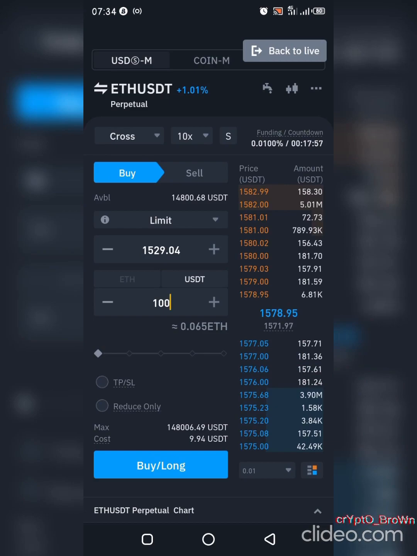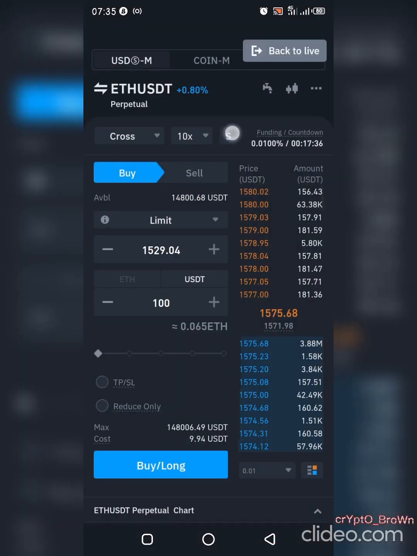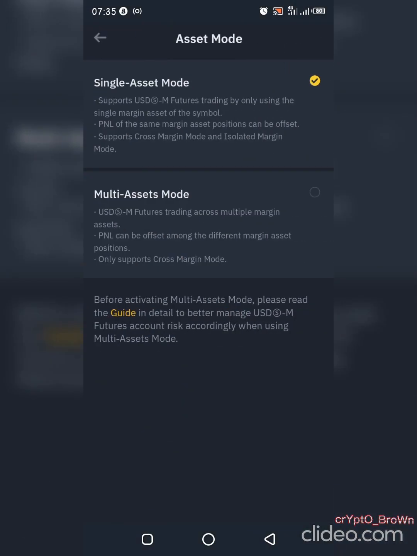After that, you decide on the amount of leverage that you want to use. So maybe if you want to use 10x leverage, you use 10x. You cannot use above 20x leverage if you are new to trading and you are less than 6 months into trading. So you cannot use more than 20x leverage if you are less than 6 months into trading. And you make sure that you are using the single asset mode or the multi-asset mode.